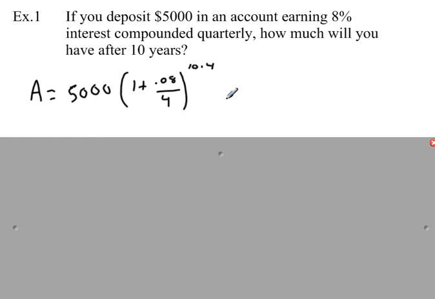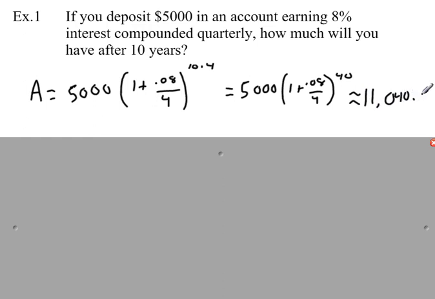Now your calculator can handle a lot of this. What I like to do is take care of that power first, and then I can type it right into my calculator. So if I've got 5,000 times 1 plus 0.08 over 4, to the 40th power, we can type that right in one line of our calculator. You'll get a final amount of around $11,000, actually $11,040, and I'm cheap, so I like to know how many pennies I have in there too, and 20 cents.